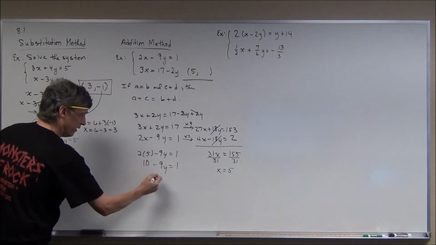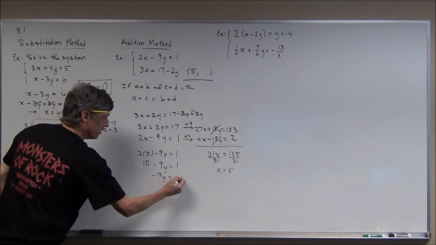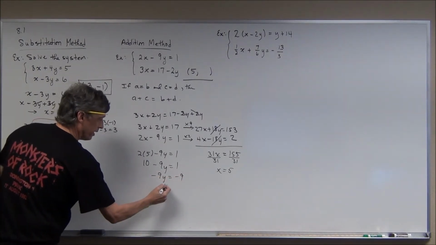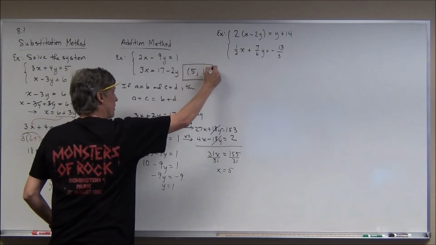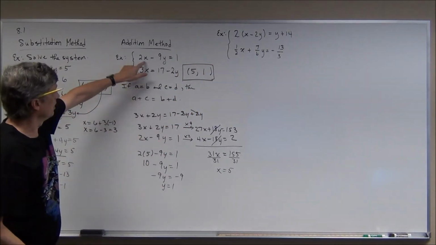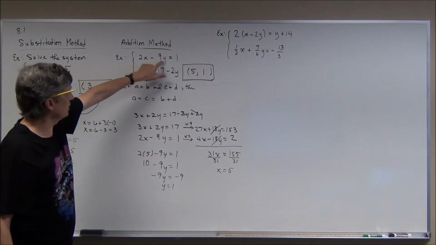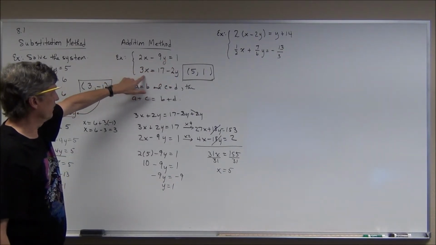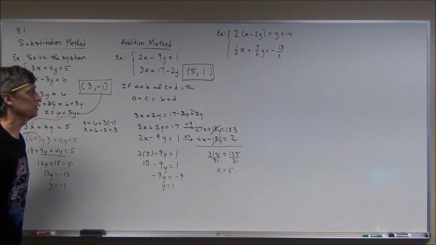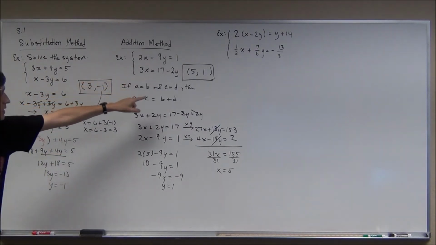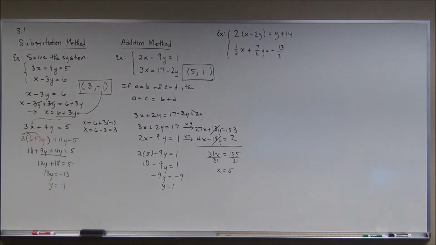I subtract 10 from both sides. I divide by negative 9, I get a positive 1. So I'm looking at this as my possible answer, 5 and 1. 10 minus 9 is 1. 15 equals 17 minus 2. Yep, that one's going to work out just fine. Both of these examples have a single ordered pair solution, so these are consistent and independent systems.